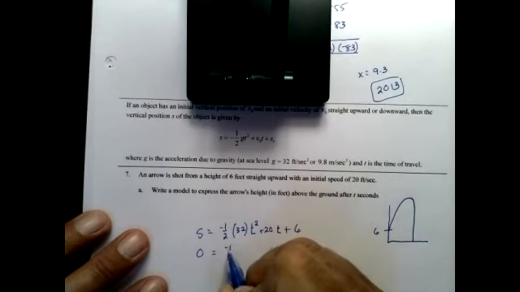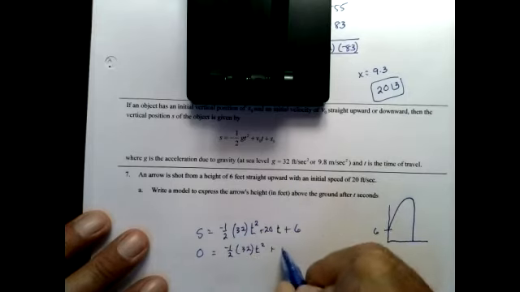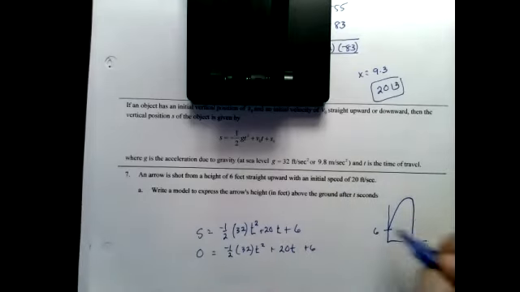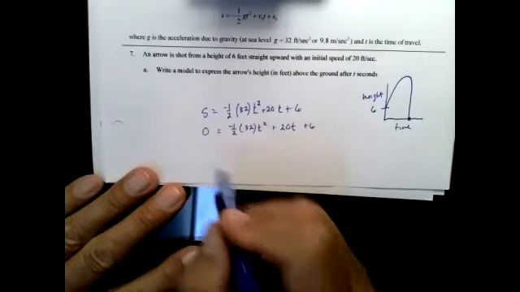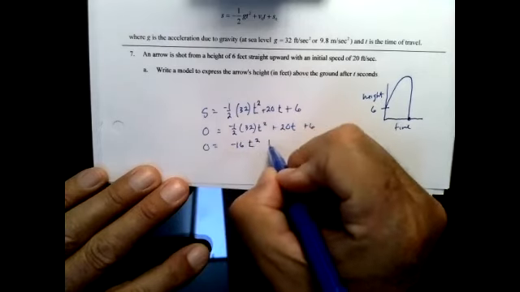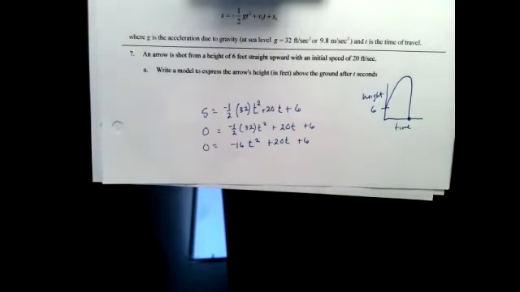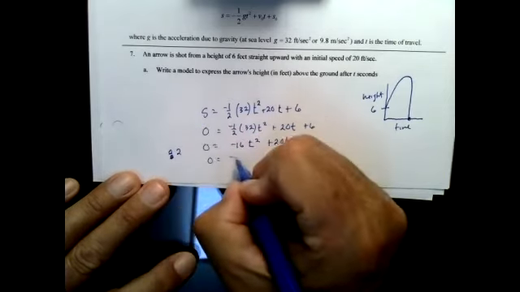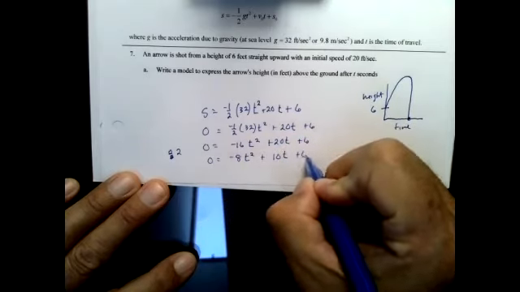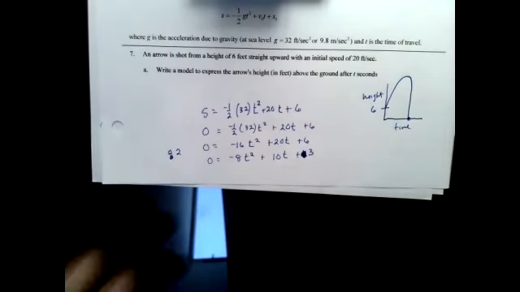Well, if the arrow lands, that means this height has to be 0. So this is the height, and this is the time. Negative 1/2 of 32 is negative 16t squared. Something I saw a little while ago, I can divide everything on both sides by 2. 0 equals negative 8t squared plus 10t plus 6, oh, excuse me, plus 3. You almost did it. Plus 3.